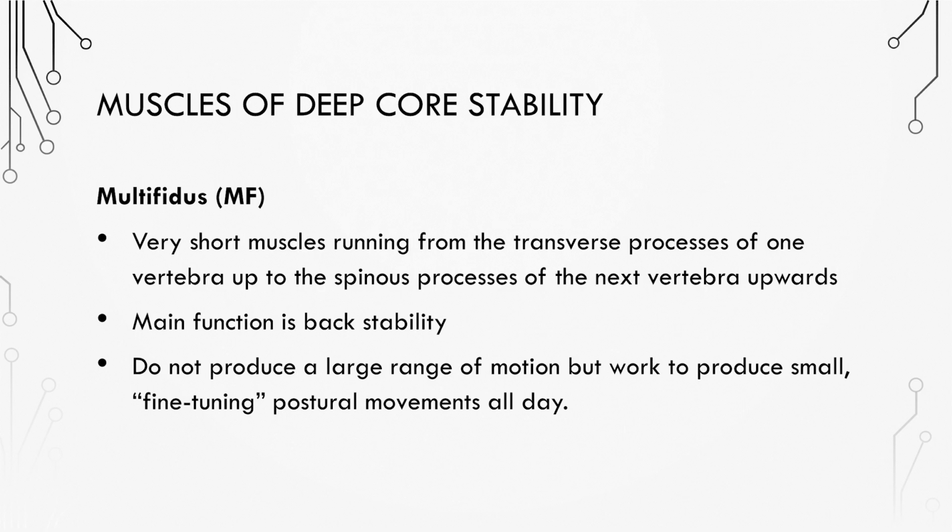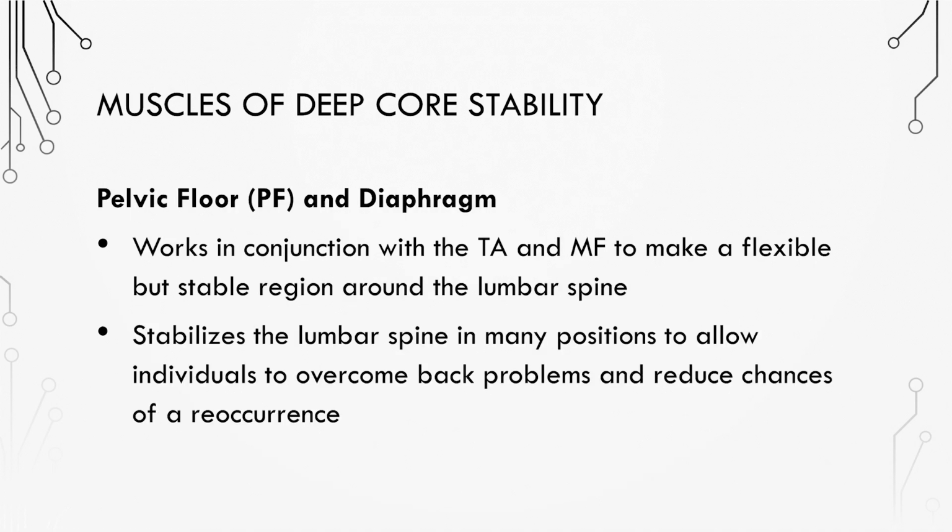The multifidus muscle primarily aids in stabilization during twisting movements, and with its limited range of motion, it's really designed for minor corrections and functions as a primary postural control muscle. On the other hand, the pelvic floor muscles work in conjunction with the transverse abdominis to stabilize the lumbar spine, and underutilization of either of these results in additional strain on the multifidus and the erector spinae.